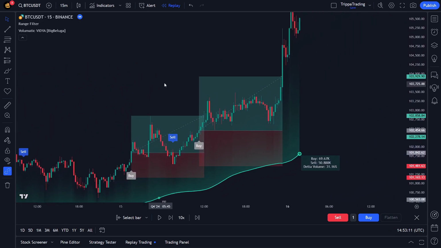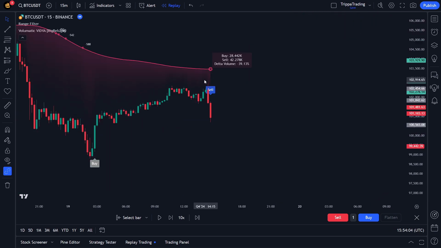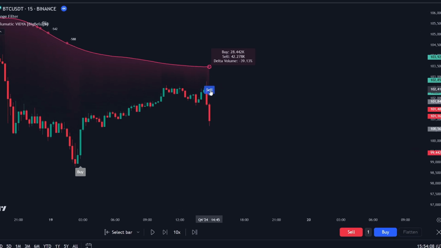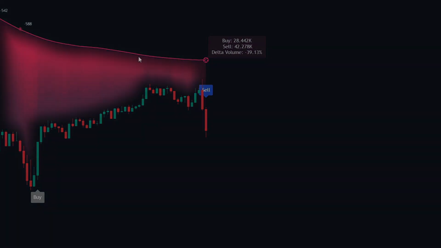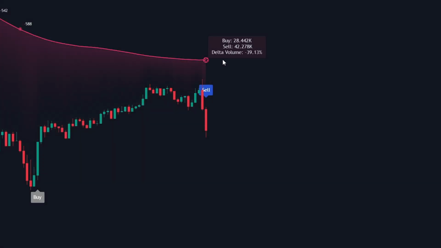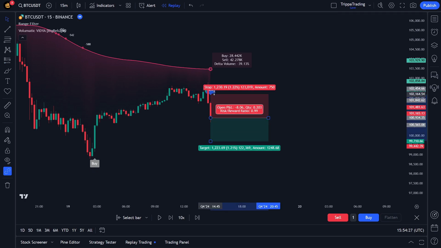Now let's go through the rules for entering a sell trade. For a sell position, the rules are the exact opposite. Wait for a sell signal and a bearish trend, just like we have got one here. For this sell signal to be confirmed, the ribbon should also be red in color. After that, check the delta volume. It should at least be below minus 20%. As this is also the case for us, we can open a sell position here.